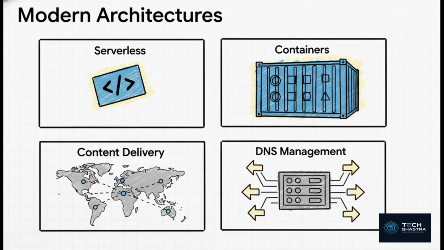And as you keep going, you'll hear about these more modern ways to build. Things like serverless, using a service called Lambda, where you can run code without even thinking about a server. Or containers, which let you package your app so it runs the same way everywhere. And of course, services like CloudFront and Route 53 that make your app fast and globally available.